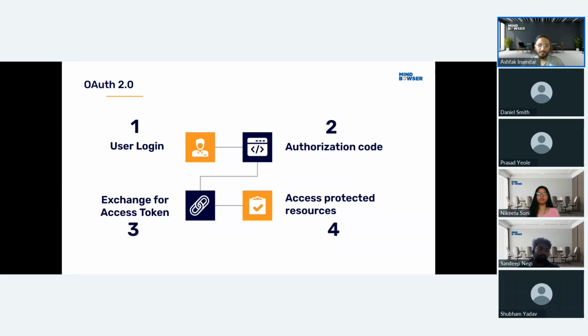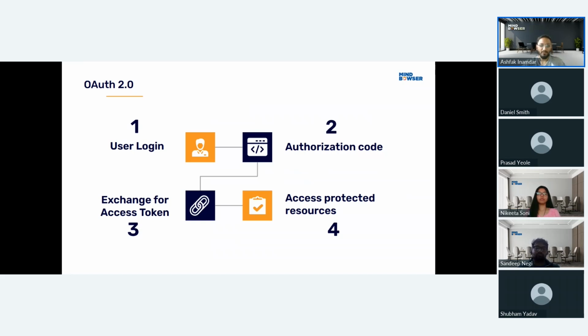Epic's database usually contains highly sensitive patient information, so security is a top priority. It uses the OAuth 2.0 protocol. It's basically a 4-step process, as you can see. First is the user login. Then we generate an auth code. In the next step, we exchange the auth code for an access token. And after getting the access token, we can access the FHIR APIs.